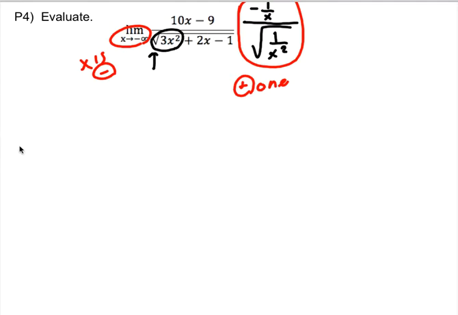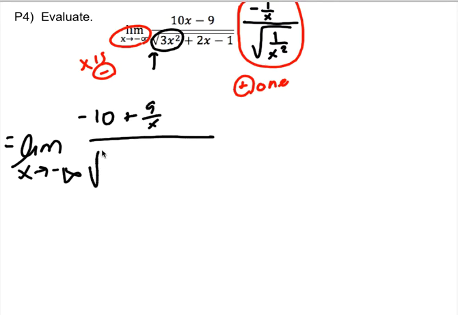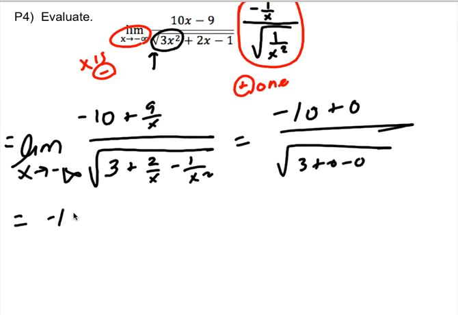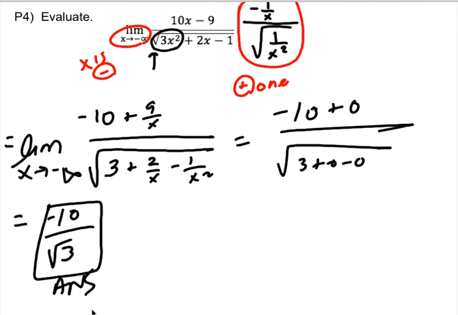So now, when we clean this up, I'm going to get that this is the limit as x approaches negative infinity of, this will end up being a negative 10 plus 9 over x. And on the bottom, when I distribute this, I'm going to end up in the root with a 3 plus a 2 over x minus a 1 over x squared. So when I plug in, I get negative 10 plus 0 on top of root 3 plus 0 minus 0. So I get a negative 10 over root 3. And that's my answer. If you want to rationalize, it's fine. So this is the best answer.